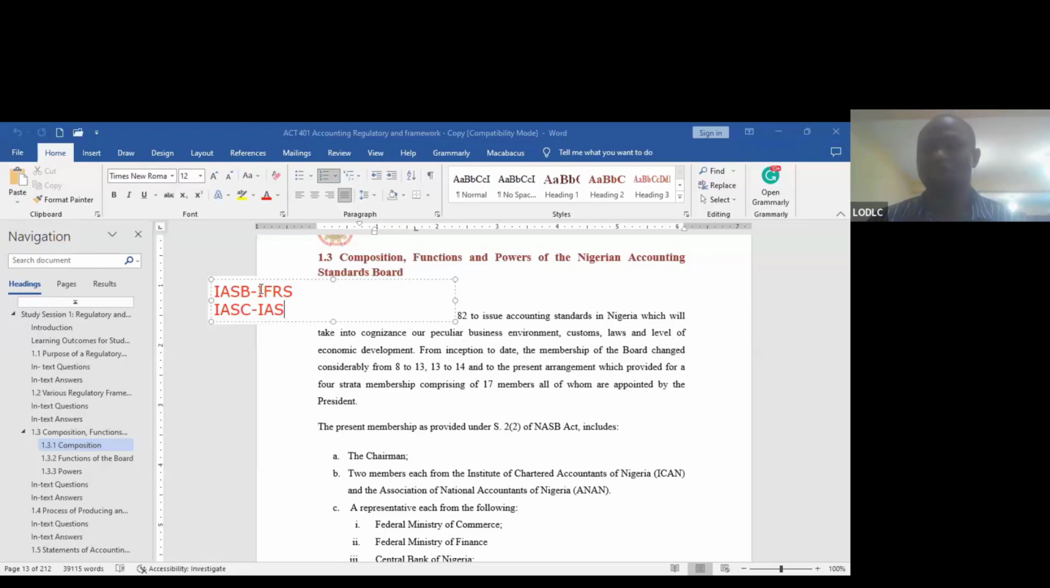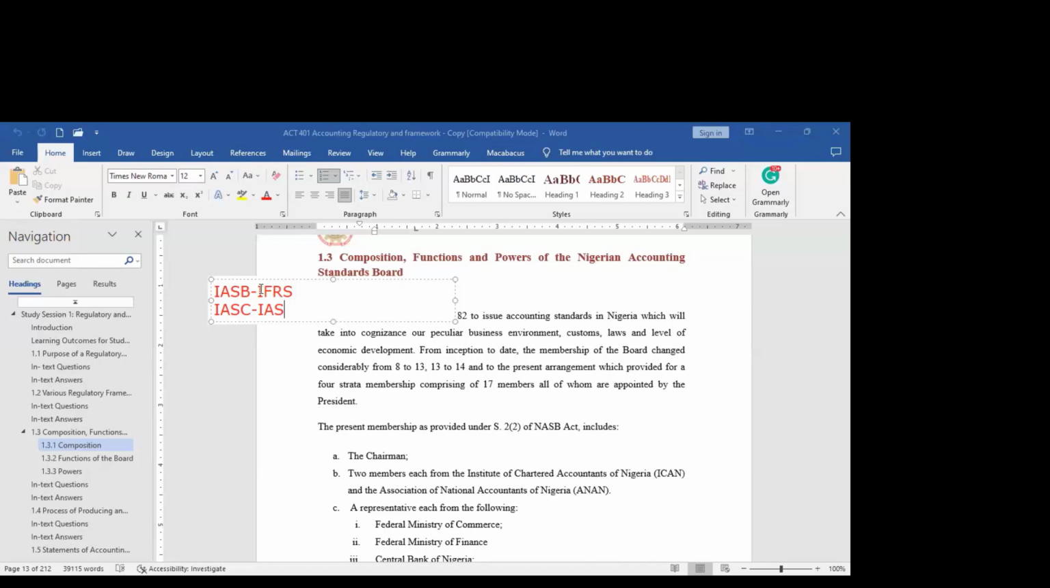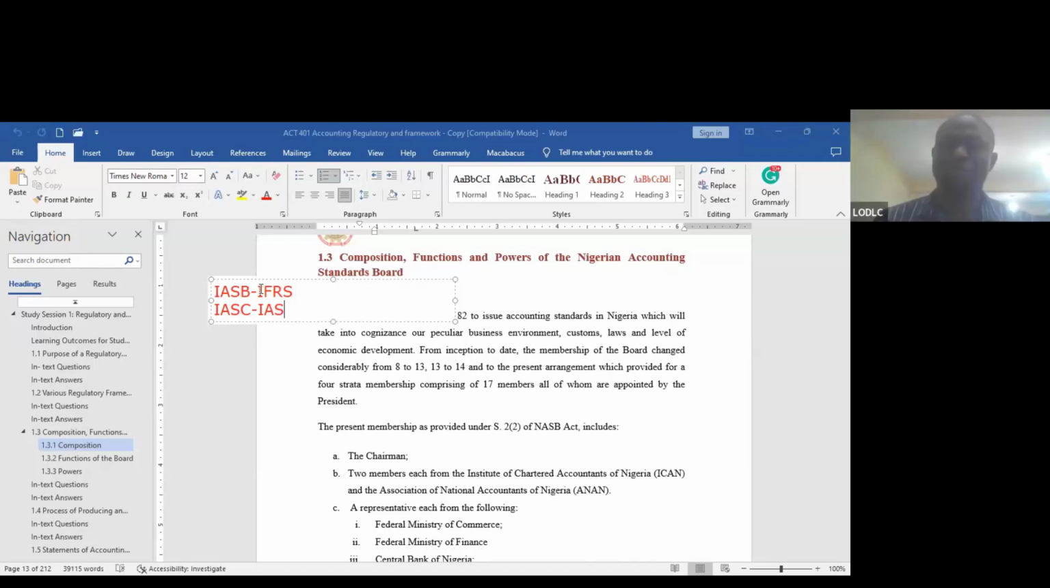Am I making any sense? So now, when we are talking about IASB, what are the reasons why IASB comes into play? Do you understand? So we have the structure of IASB. That's the main structure of IASB. So what is the composition of IASB? We have the IFRS Foundation. IFRS Foundation is the International Financial Reporting Standards Foundation.